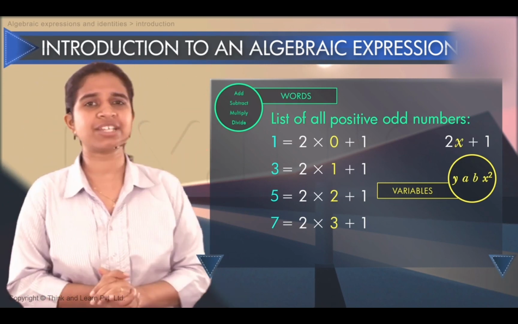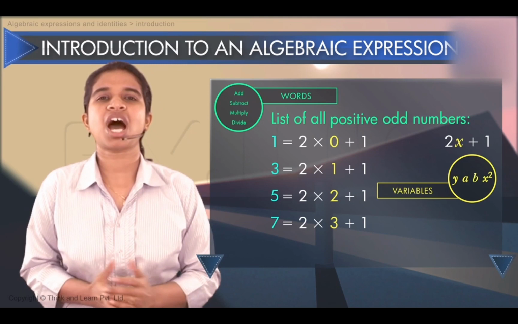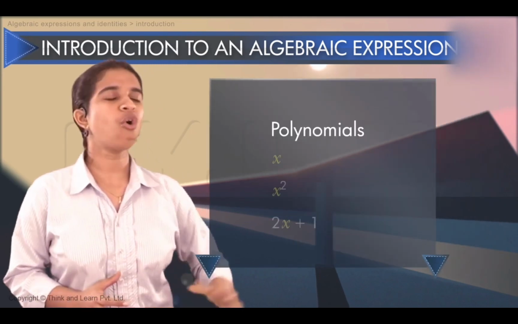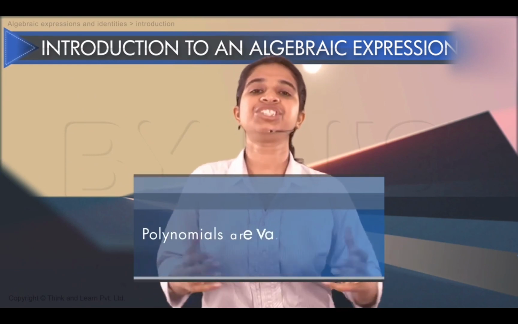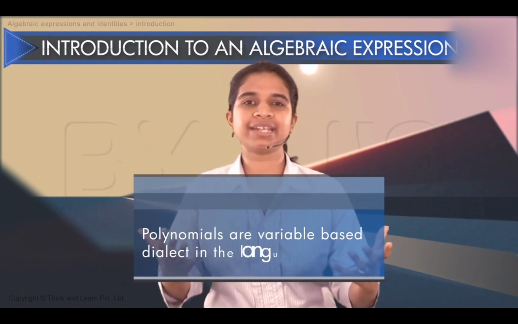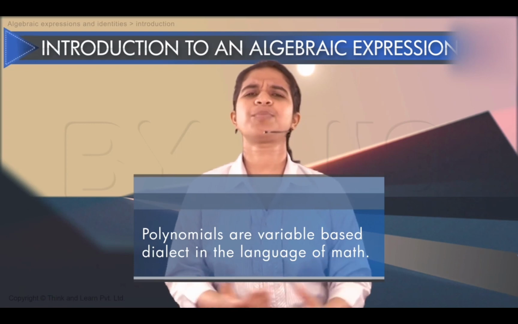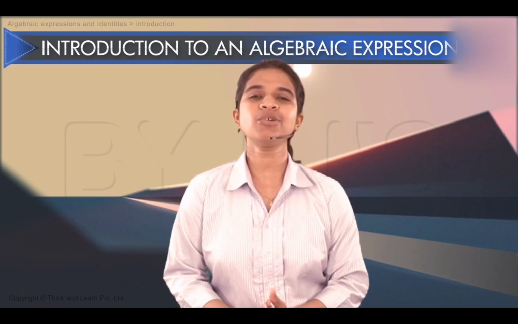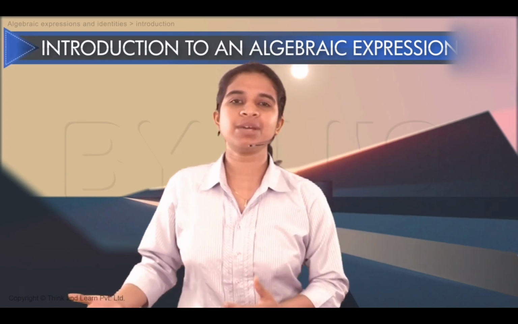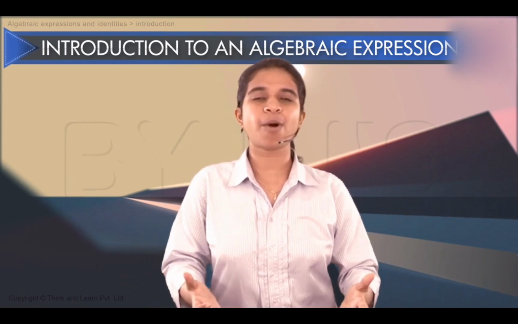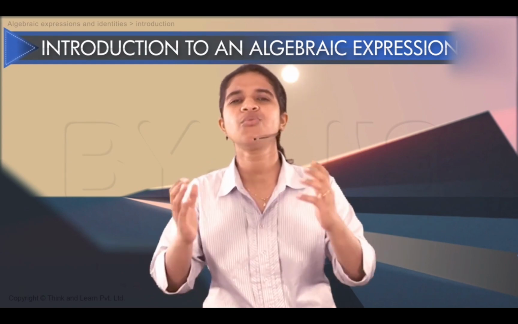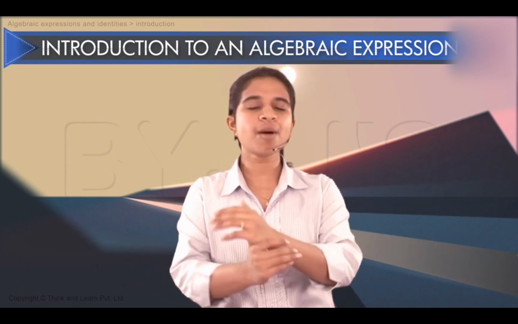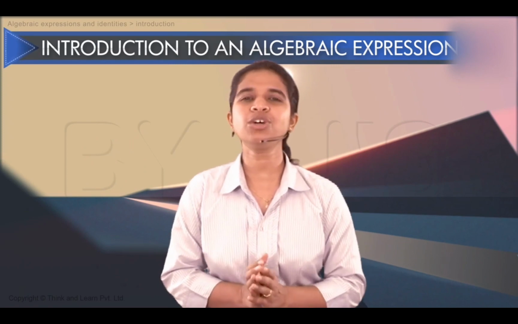So all of these variable-based representations that we just did are nothing but polynomials. So polynomials is in general the variable-based dialect in the language of math. That's all that polynomials is. It's a type of language. We are used to studying them in variables. They need not be. We just saw how polynomials can be diagrams, how they can be number patterns. That's how we'll be studying this entire topic. Take a polynomial, understand it in all of these forms. The moment you do that, it becomes very, very simple.